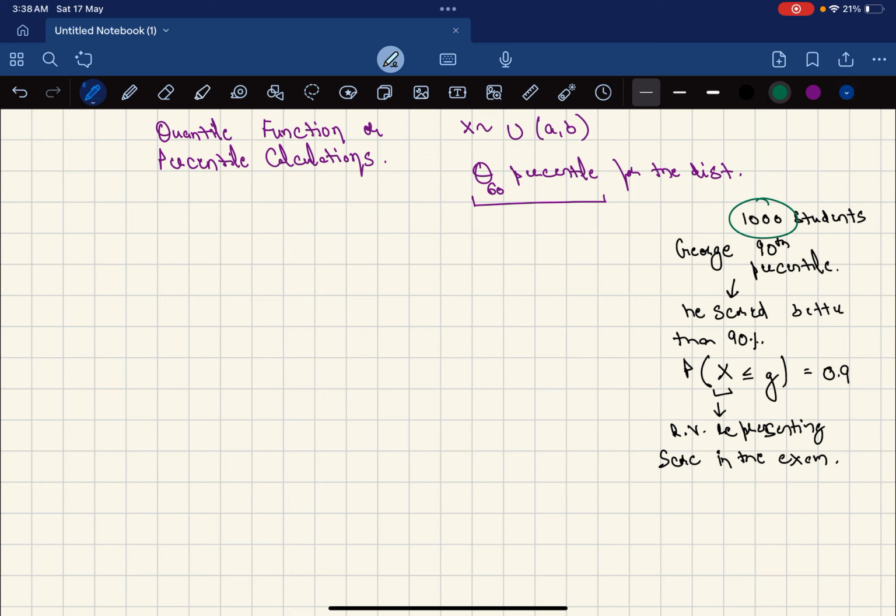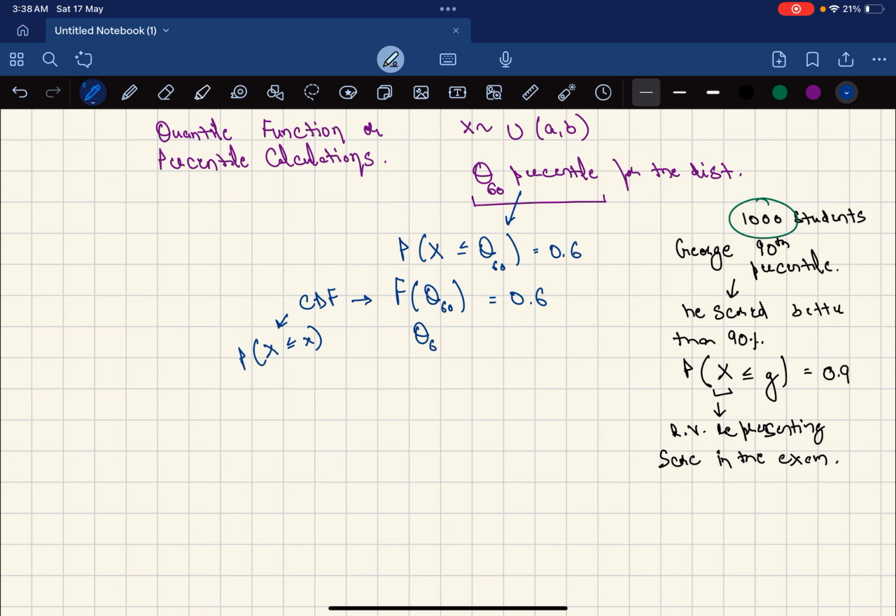So what would Q60 now mean here? This would mean P(X less than or equal to Q60) should be equal to 0.6, since this is a 60th percentile score, which means 60% of the scores are less than this score, and therefore the probability of the random variable taking a value less than this score is equal to 0.6. So this is nothing but F(Q60) equal to 0.6. This is the CDF, because the CDF represents the probability of X being less than or equal to x.